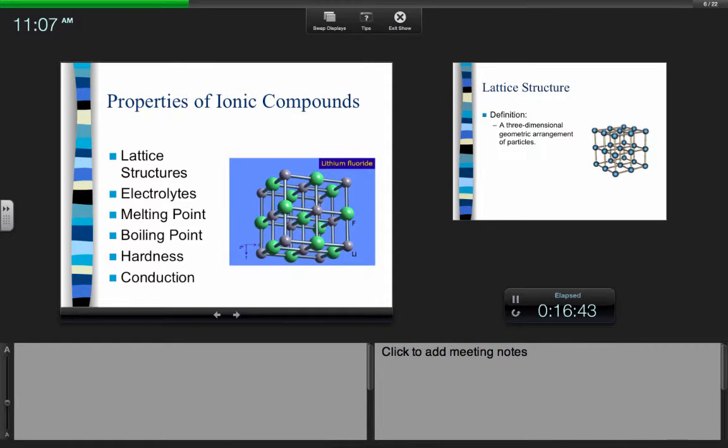The next thing you should understand is that when ionic substances are in water, they form what is called an electrolyte solution. There's electrolytes in some types of water. There's electrolytes in Gatorade and Powerade. Electrolytes are basically a substance or a liquid that has an ionic substance dissolved in it, like you dissolve salt in water. Salt water is an electrolyte. It allows electricity to be conducted.